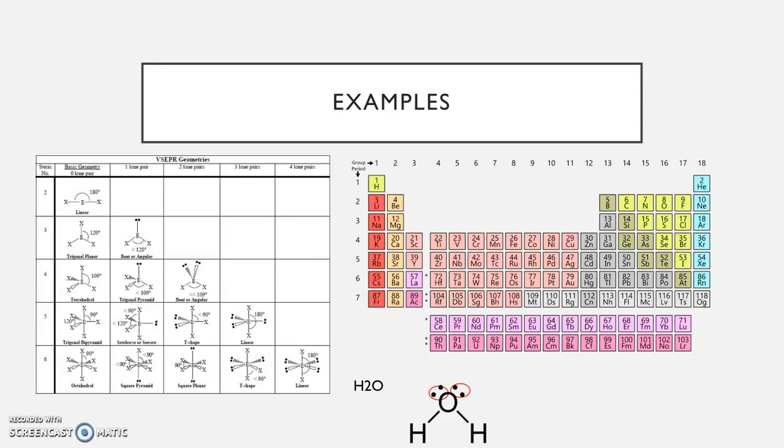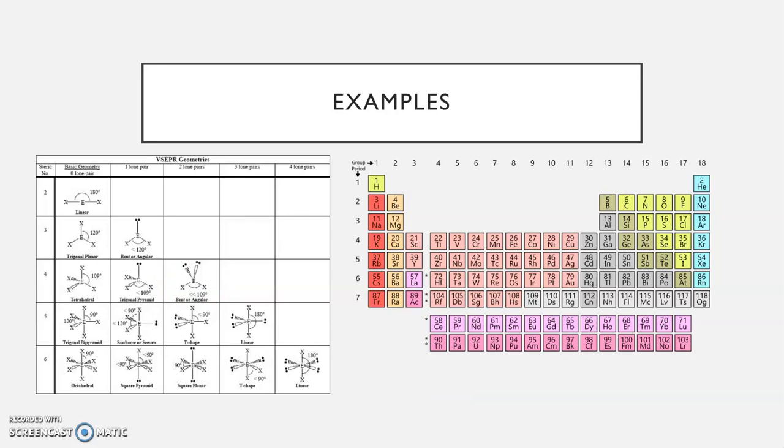So then using our VSEPR chart, we'll go down to the steric number 4 and then over to the 2 lone pairs. And that tells us that our water molecule is going to have a bent or angular shape.